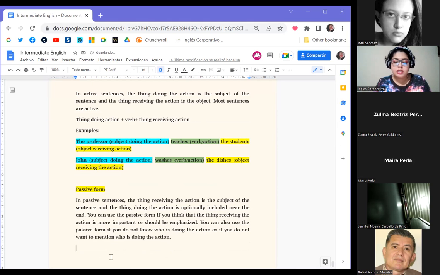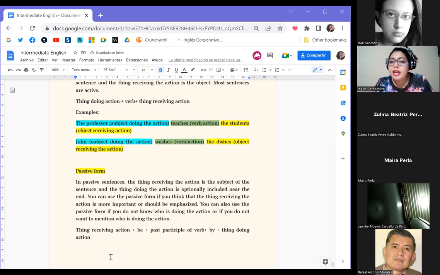So in this case, we have this formula. We have the thing receiving the action, plus be, plus past participle of verb, plus by, plus thing doing action. So this one is longer than the active form. In this case, we have more elements that we are going to use for the passive form.